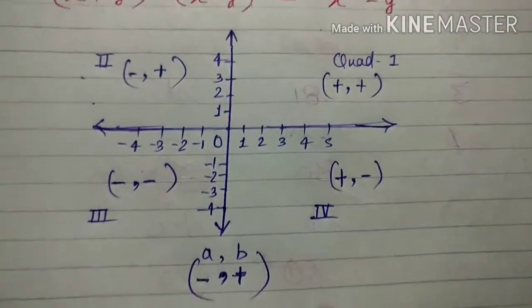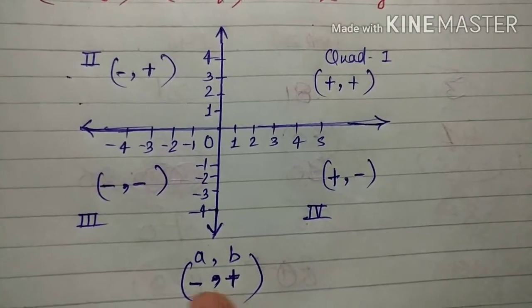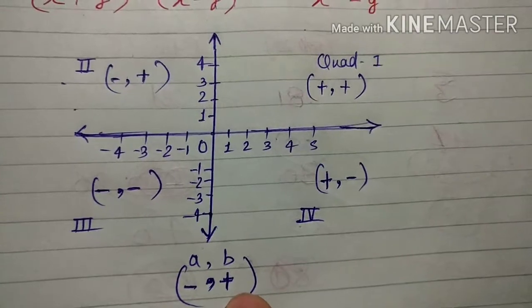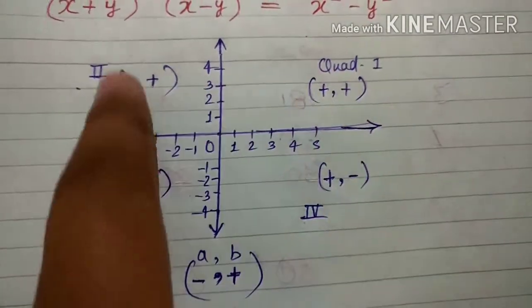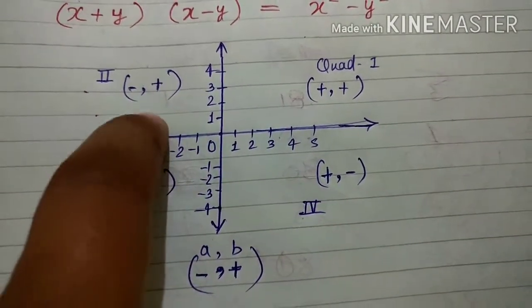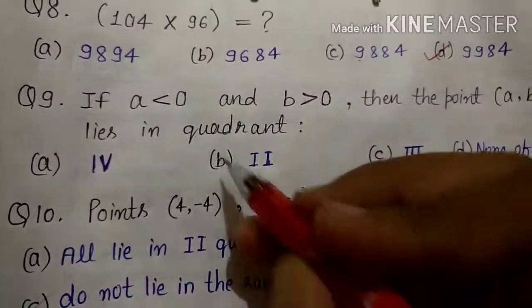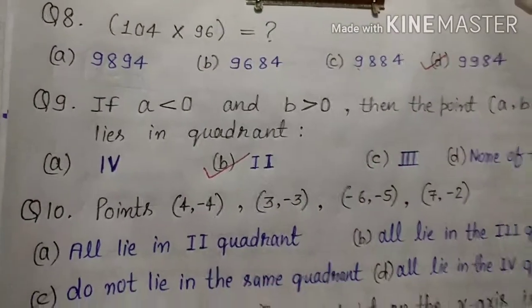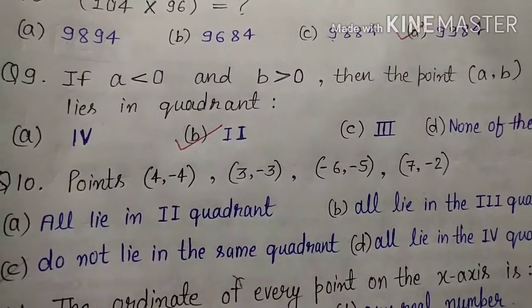Now after checking our number, a is what? Less than 0, it means minus, and b is greater than 0 means plus. So minus plus. Where will minus plus come? Just check. Quadrant 1, quadrant 2, quadrant 3, quadrant 4. So minus plus will come in the second quadrant. So our answer is the second quadrant. Where is the second quadrant in the answers? In the B part. So this is our answer. Clear to you or not? So just try to understand the question, then you can find the answer easily.